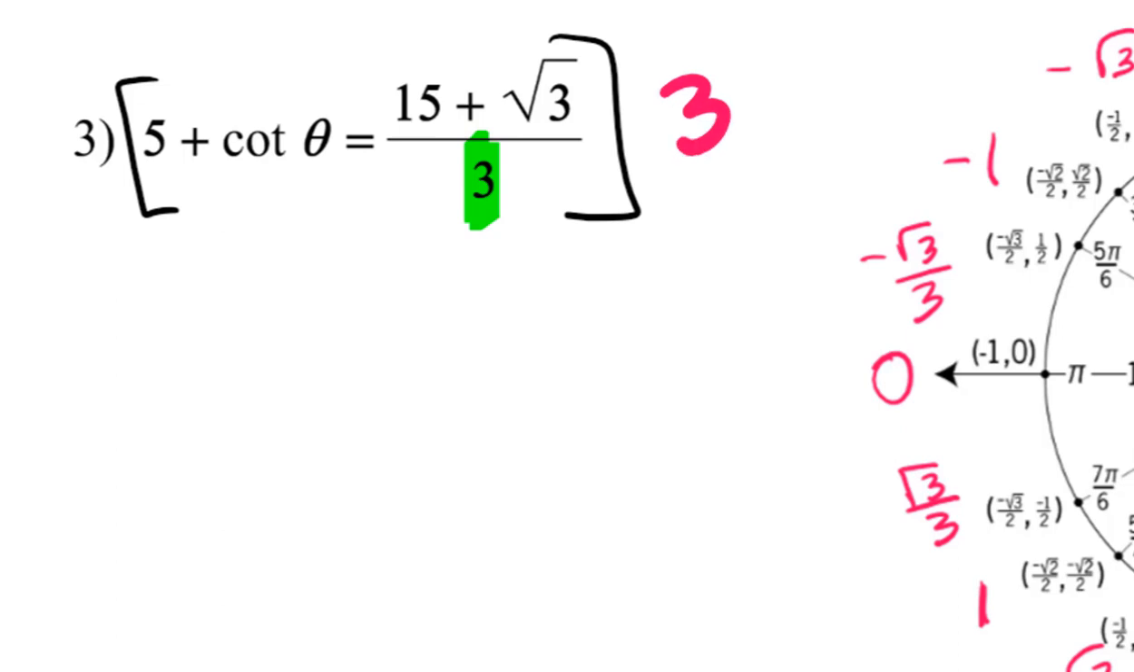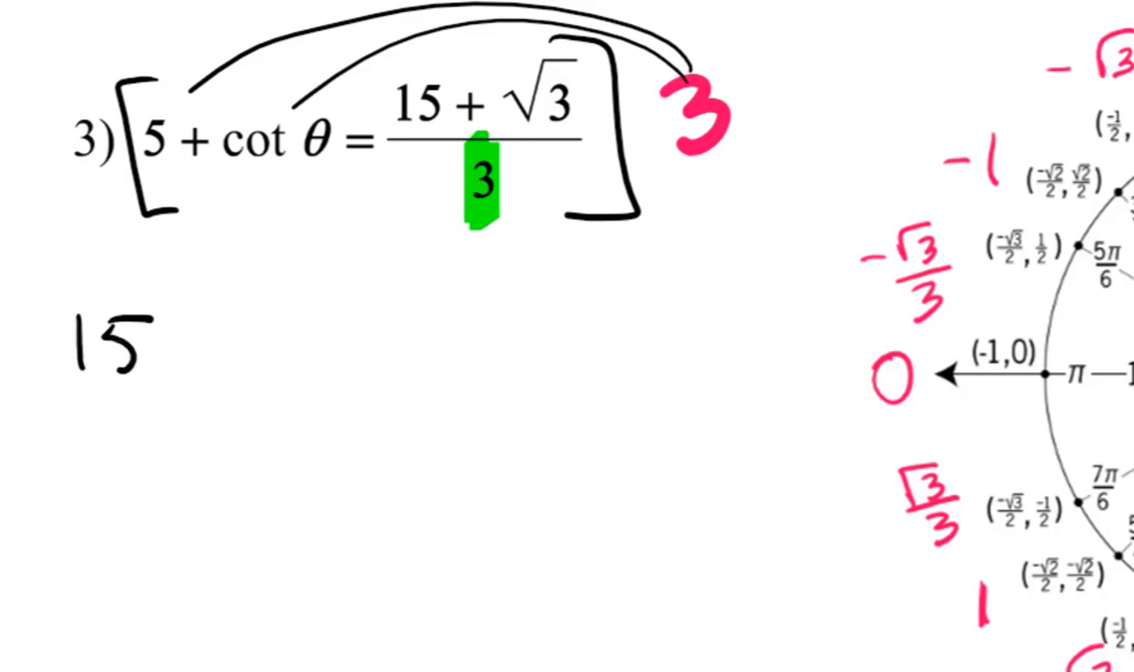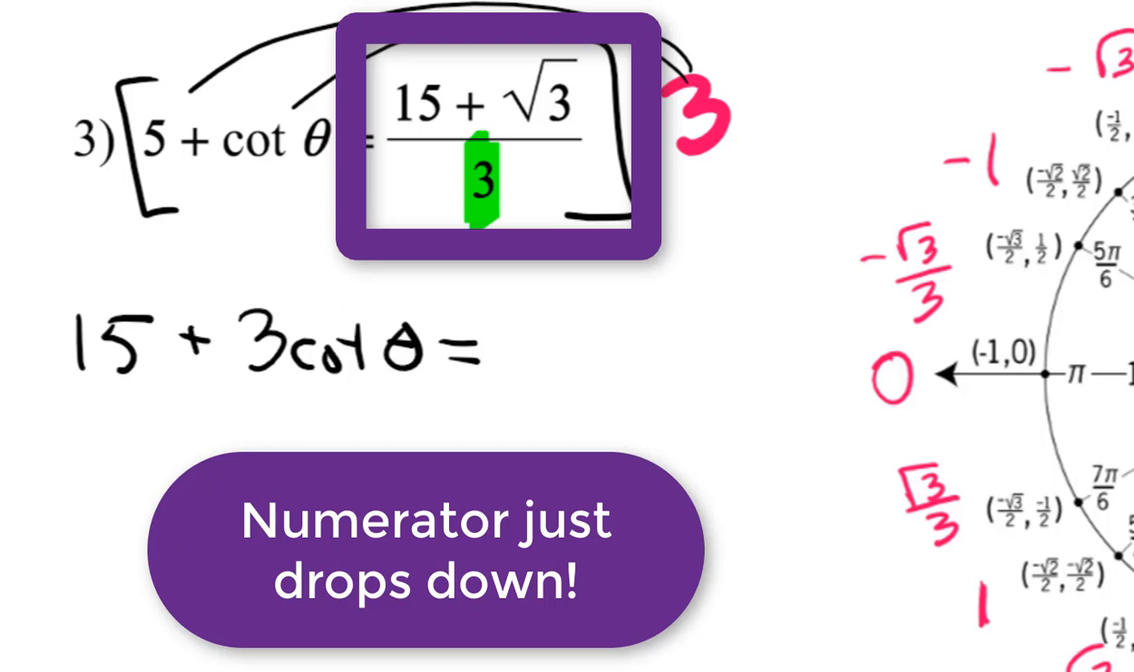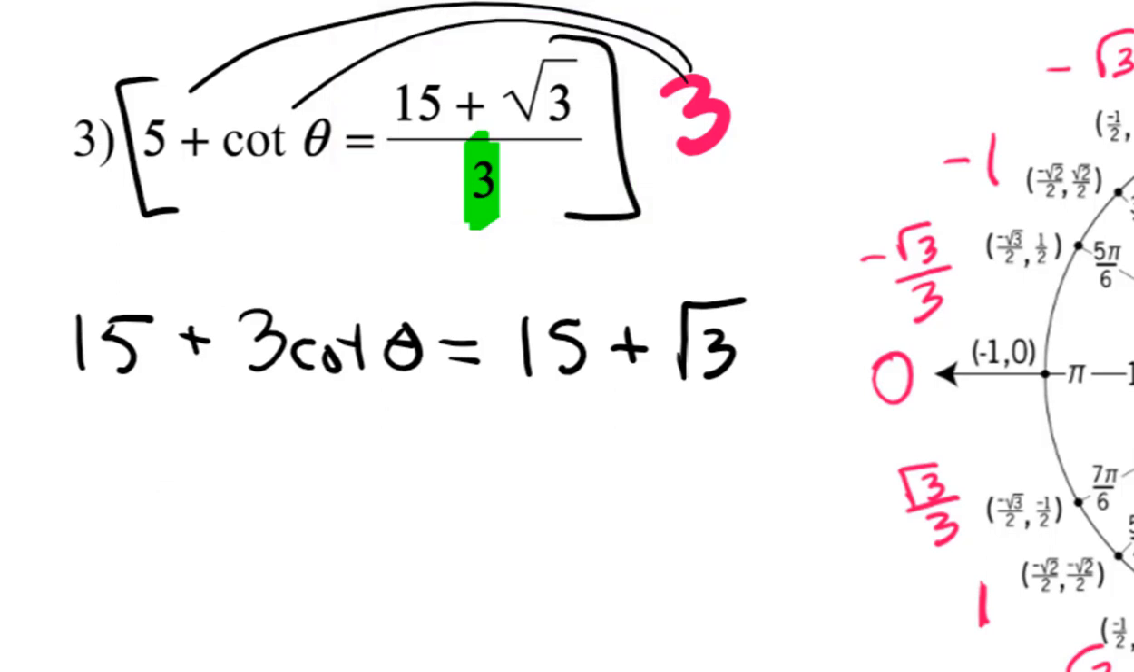When we do that, we're going to end up with the following. Make sure that you distribute the 3 to each term here on the left side. So 5 times 3, of course, is 15. 3 times cotangent of theta will just be 3 cotangent of theta. Then the equal sign. Now, on the right side, the 3 in the denominator will cancel out with the 3 that you're multiplying by outside the big beefy bracket. So the numerator is just going to drop down: 15 plus square root of 3. Boom, diggity done.